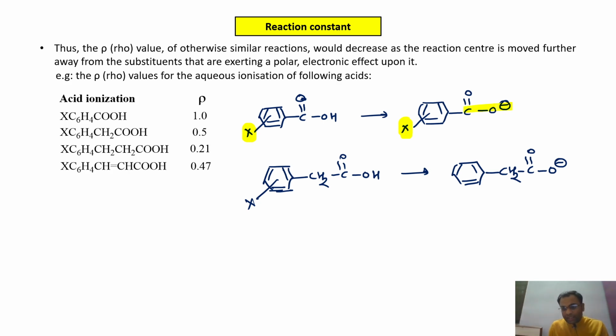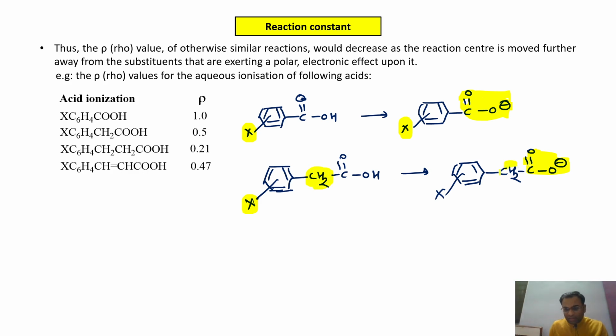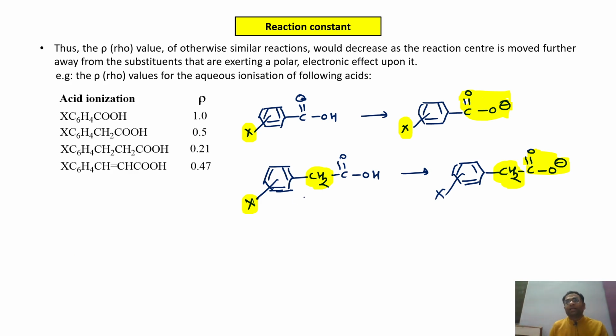effect in stabilizing this carboxylate anion. While in the second reaction, this X group exerts a very small or poor effect in stabilizing this conjugate anion, as there is an introduction of the CH2 group which interrupts the conjugation or delocalization. Therefore the rho value for the first reaction is 1.0 and for the second reaction is 0.5.